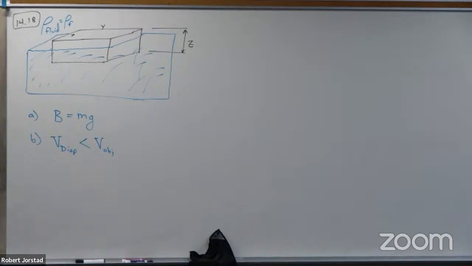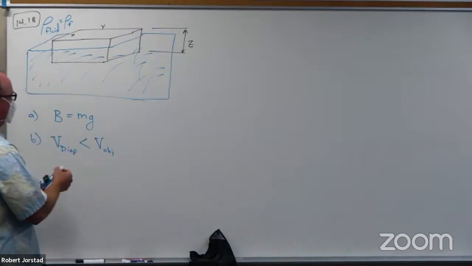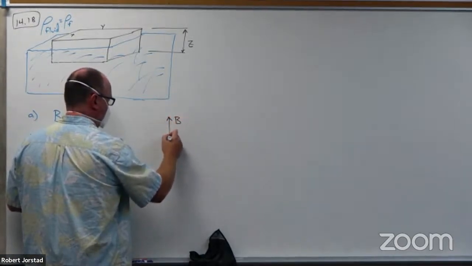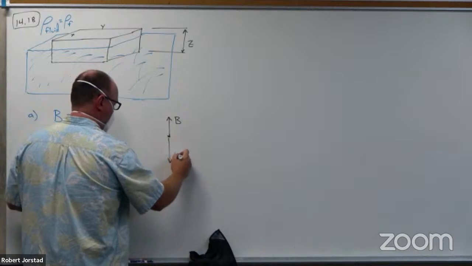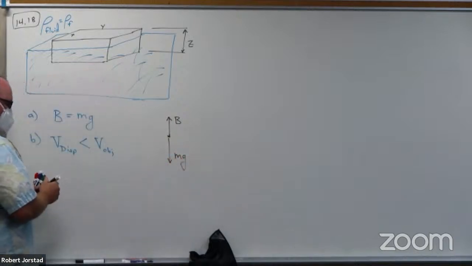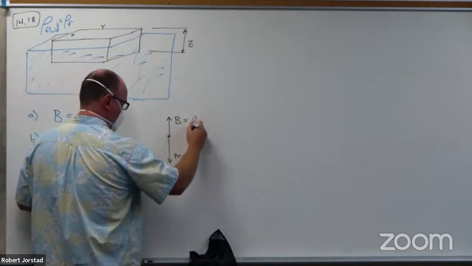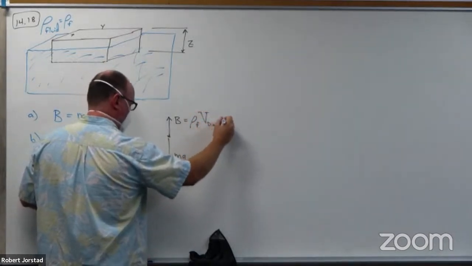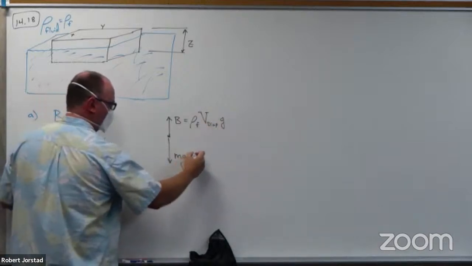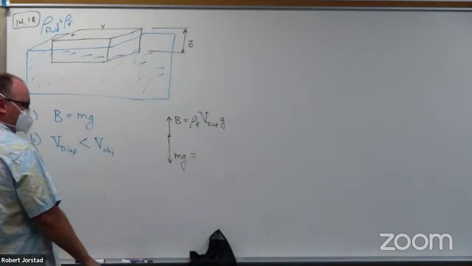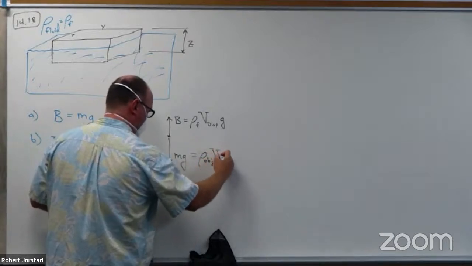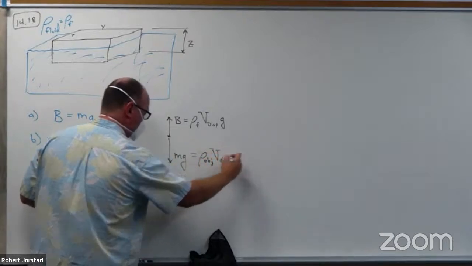Let's figure out this free body diagram. We've got a buoyant force up. We've got mg down. The buoyant force, we're usually going to describe as density of the fluid, volume displaced times g. The mass of the object, we usually convert to density of the object, volume of the object times g.